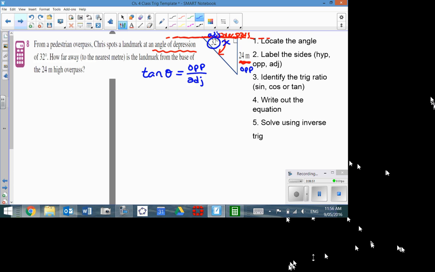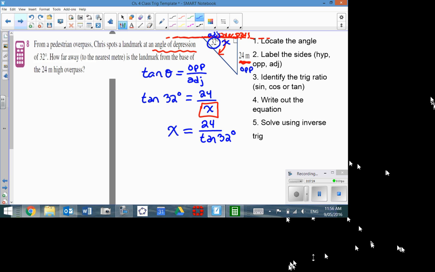So let's go ahead and substitute in everything that we know. Tangent of 32 degrees. Our opposite side is 24. Our adjacent side we do not know, that's our x. And look at where our unknown is. Here is our x, which is in the denominator. So remember when we had an x in the denominator, in order for us to simplify x and isolate it, get it on its own, we had to divide. So we'll have to take 24 and divide by tangent of 32.